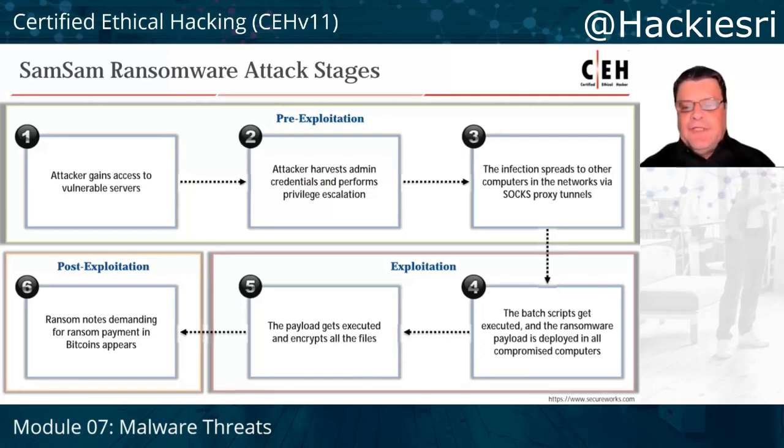Next, we have the exploitation phase. At this stage, the batch scripts get executed and the ransomware payload is deployed in all compromised computers. The payload gets executed and encrypts all the files. Finally, in post-exploitation, ransom notes demanding ransom payments in Bitcoin appear on the display of the intended victim.